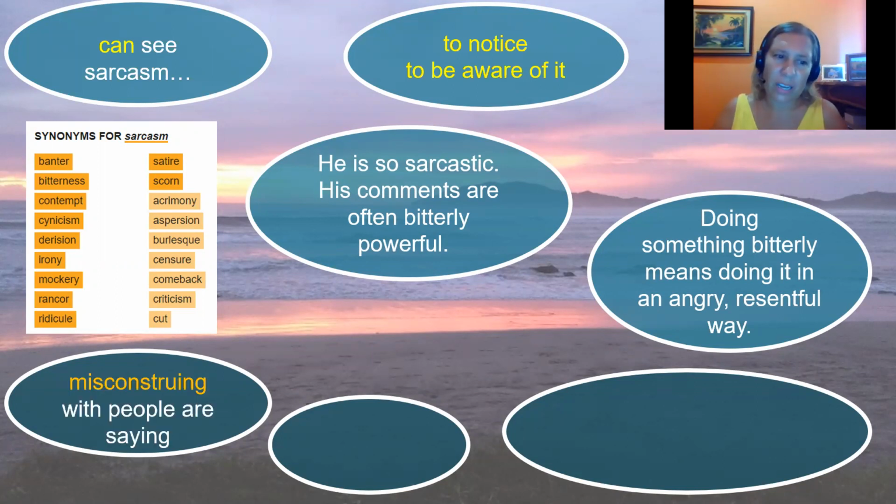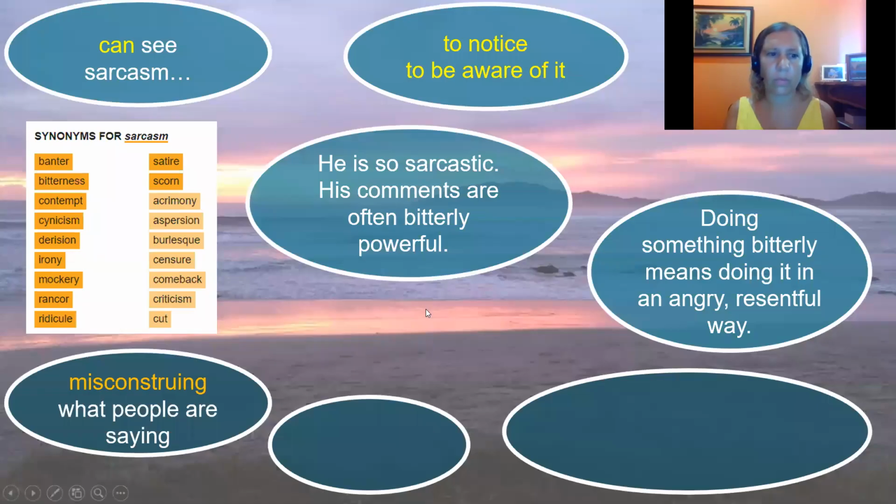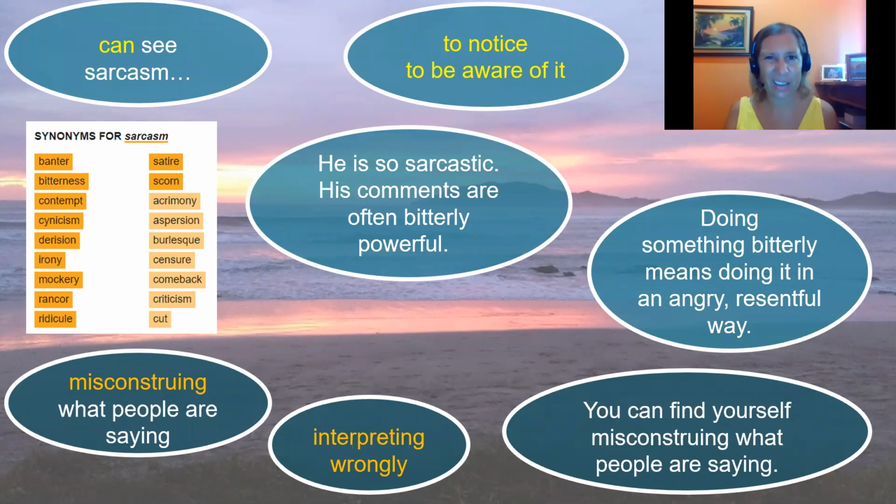Now, Nono also said, misconstruing what people are saying, not with. Let me change that. So misconstruing means that you're interpreting something wrongly. You're not understanding it correctly. You can find yourself misconstruing what people are saying when you're not face-to-face with them.